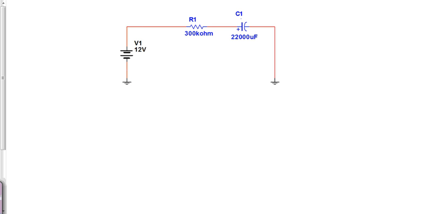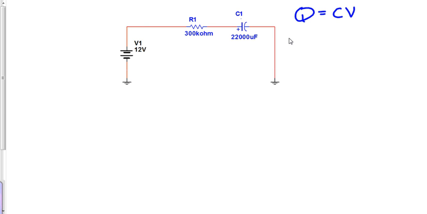A resistor in series with a capacitor in a direct current circuit. So we have a 12-volt battery, a 300 kilo ohm resistor, and a 22,000 microfarad capacitor. Now let's see what equations apply. Because we have a capacitor, of course, the charge of the capacitor, Q, does equal C times V.